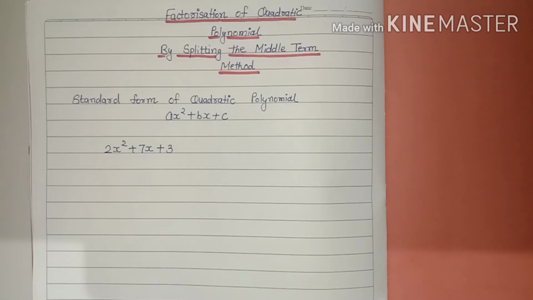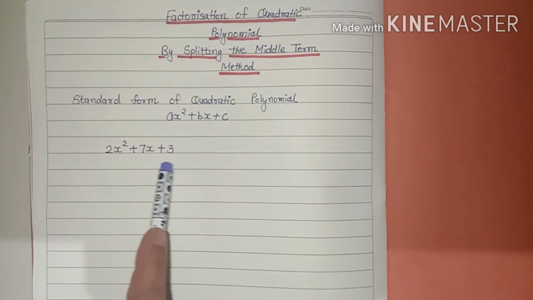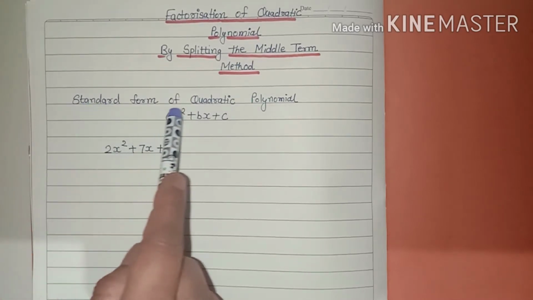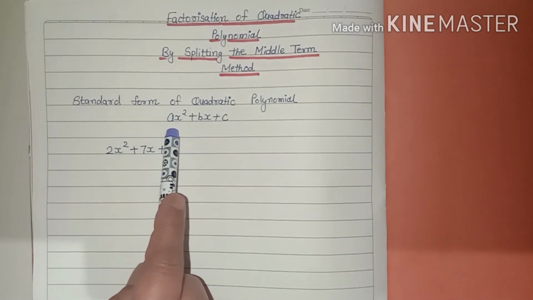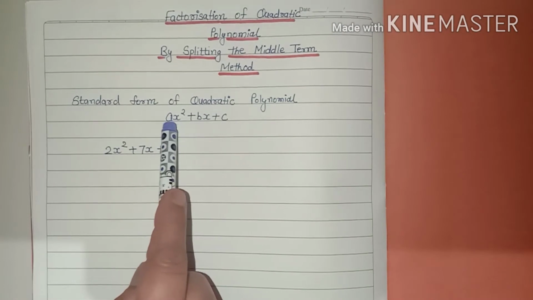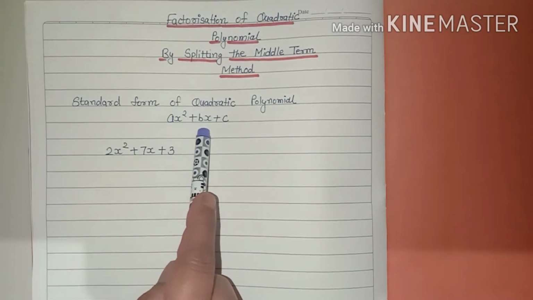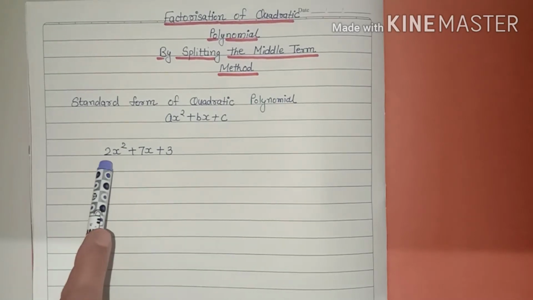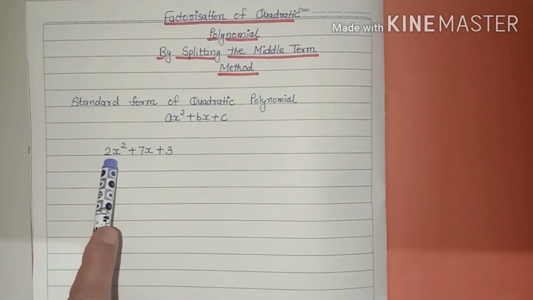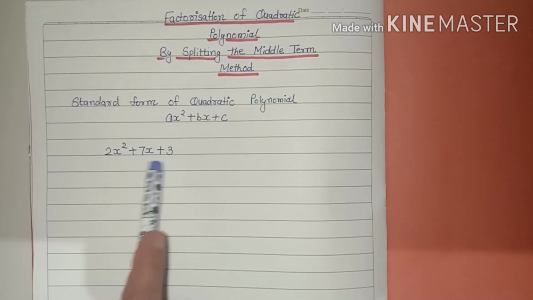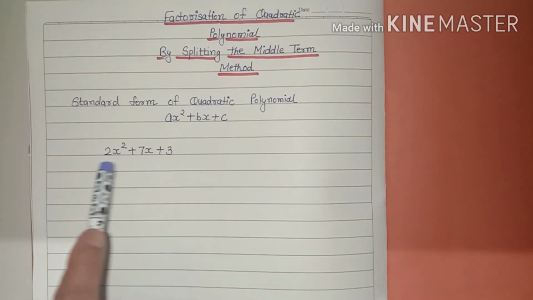Step number 1. First, you have to check whether the given polynomial is in standard form or not. As we know, the standard form of a quadratic polynomial is ax square plus bx plus c. It means the first term will contain x square, the second term will contain x, and the last term should be a constant term. In this particular example, the first term contains x square, the second term is with variable x, and the last term is a constant term. It means this polynomial is in its standard form.